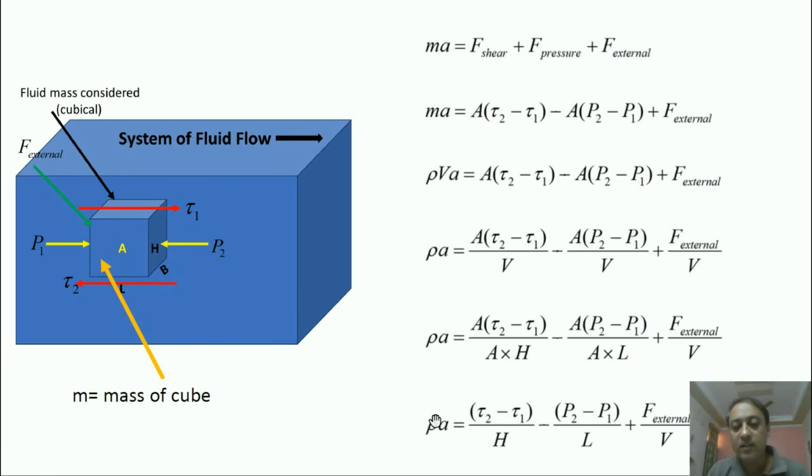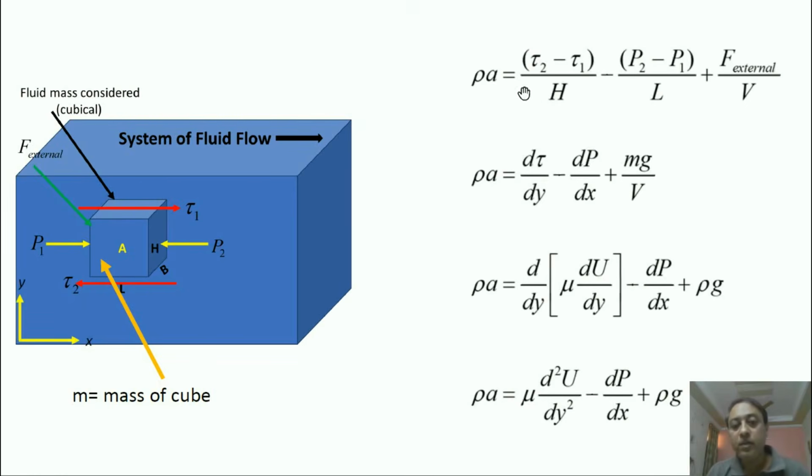So ultimately, I will get rho A equals (tau 2 minus tau 1) upon H minus (P2 minus P1) upon L plus F external upon V. This is the Navier-Stokes equation, but in non-differential form, and this is in one dimension. It is in the position of X. Only one dimension we are taking.